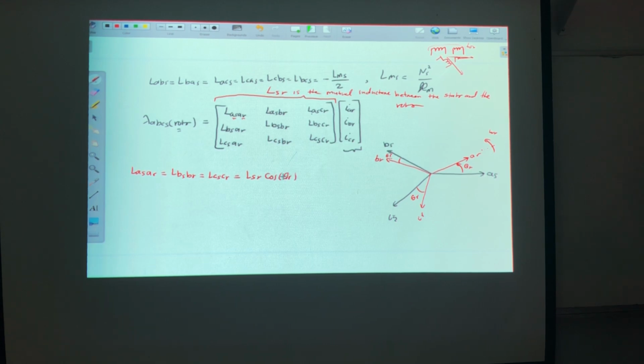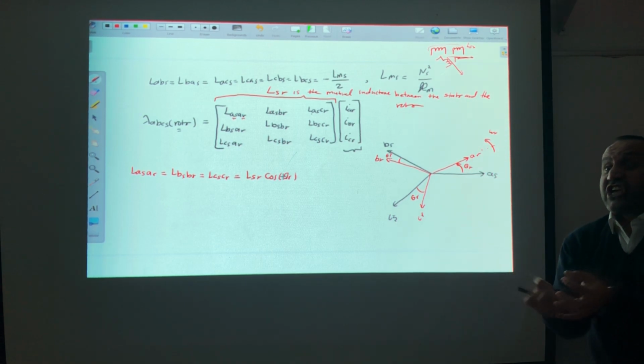So you get the concept of how I'm calculating the inductance. By the way, this is only valid for a cylindrical rotor. If the rotor is not cylindrical, this is not valid. But because the rotor is cylindrical, whatever the rotor is rotating, the gap is uniform. So the reluctance path is not changing.